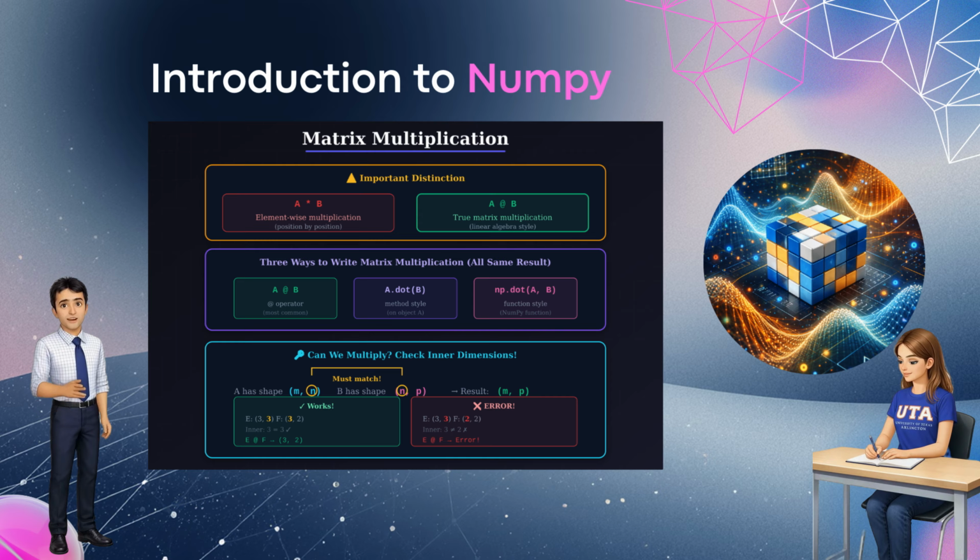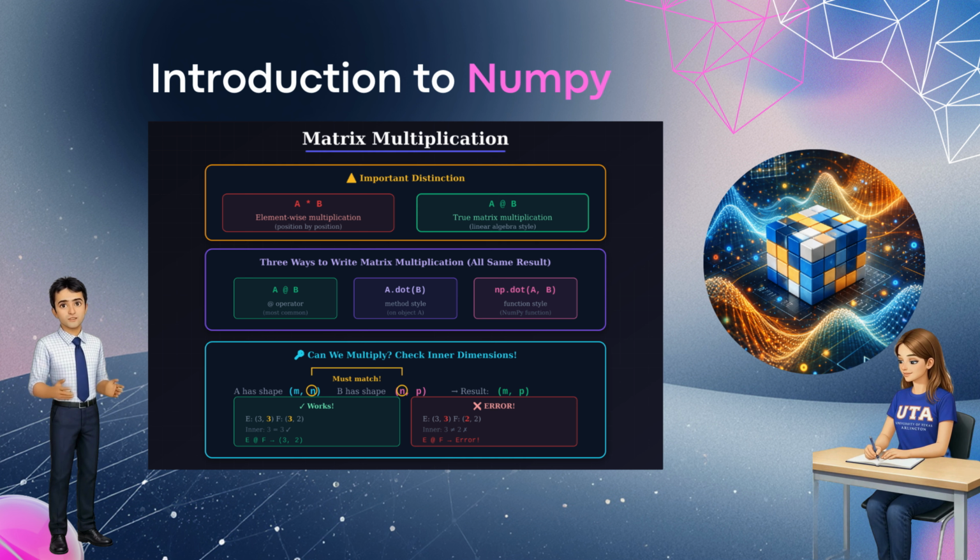Now we need to talk about matrix multiplication. And there's an important distinction I need you to understand right away. If I write A times B using the asterisk symbol, that's element-wise multiplication. Position 0, 0 of A multiplies position 0, 0 of B. Position 0, 1 of A multiplies position 0, 1 of B, and so on. That's not matrix multiplication in the linear algebra sense.